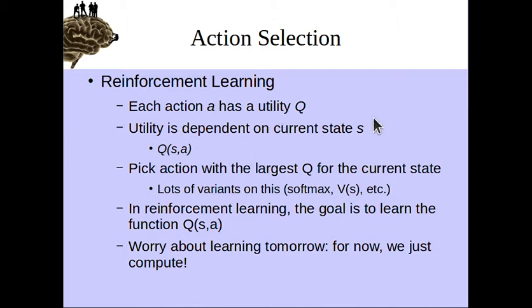There's lots and lots of variations there. Do you just pick the biggest? Do you have some sort of random distribution on there? Tons of stuff. That's a whole course on reinforcement learning. But that's the framework.